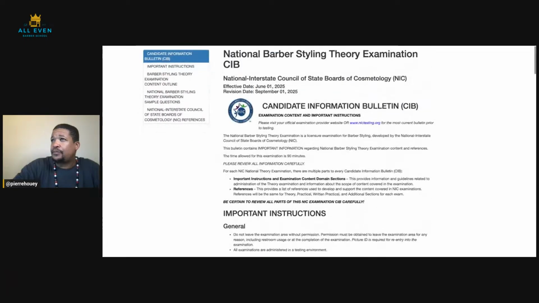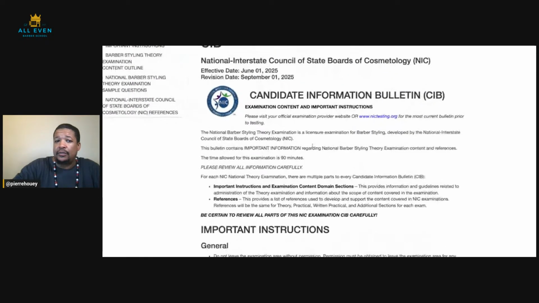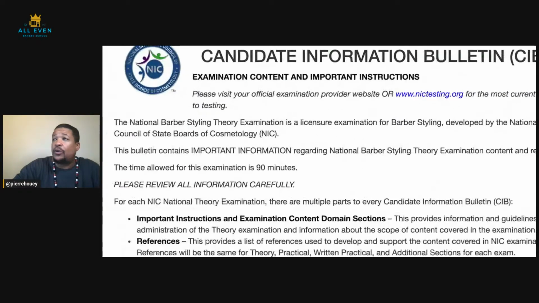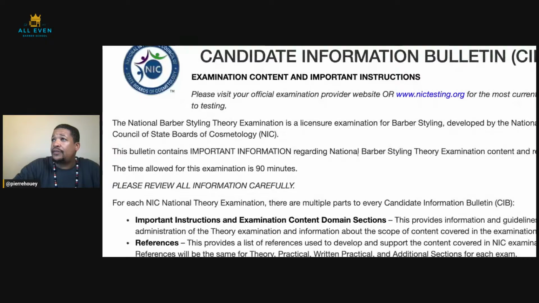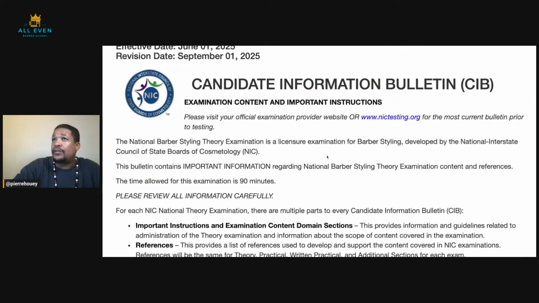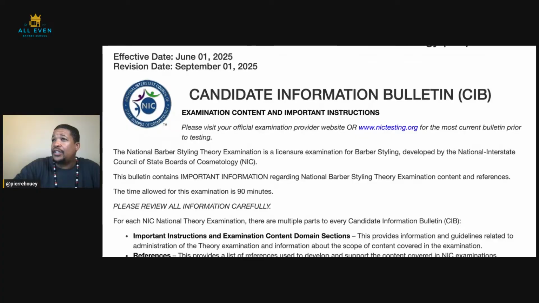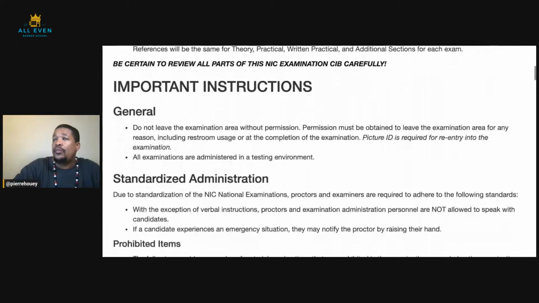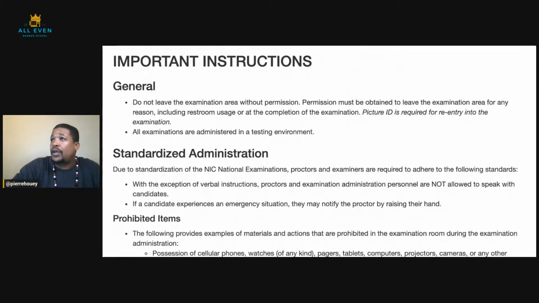Perfect. All right, as I like to do, start with the CIB. CIB stands for Candidate Information Bulletin. As you can see, that's what the CIB stands for. I teach according to the CIB because that is what they're looking for on the Barber Theory exam in South Carolina, which is where I am based.